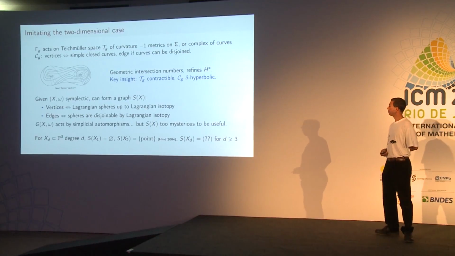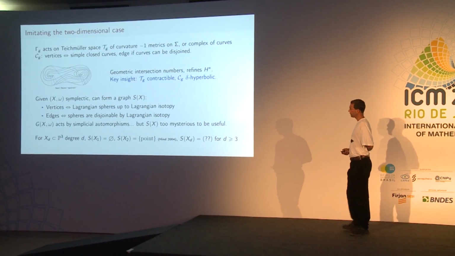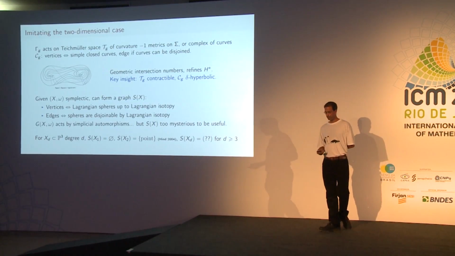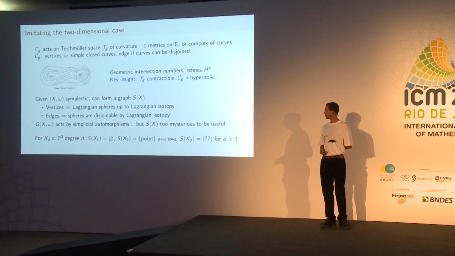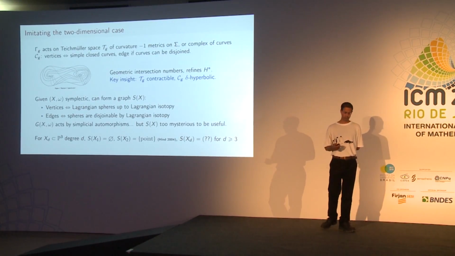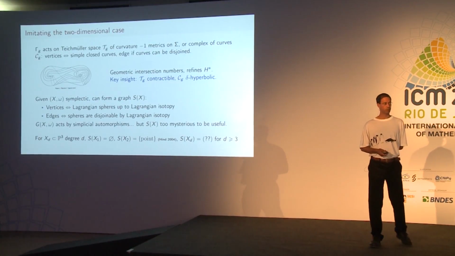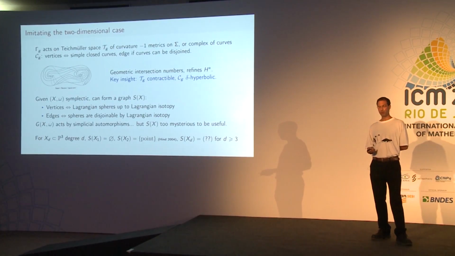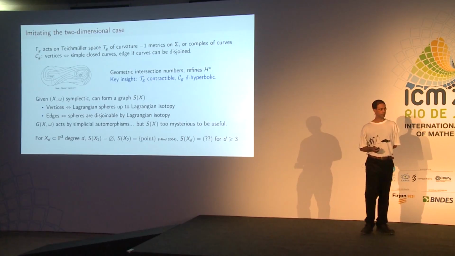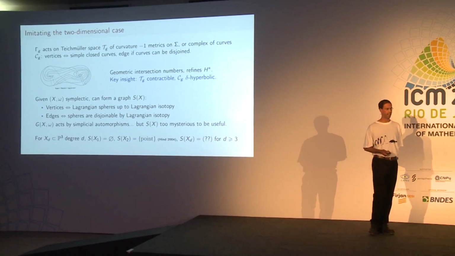And that's key. And in some sense, one of the most fundamental theorems in 2-dimensional topology is that Teichmuller space is contractible, or this complex of curves is hyperbolic in the sense of Gromov. And much of what we know about the 2-dimensional mapping class group can be traced back to those facts.